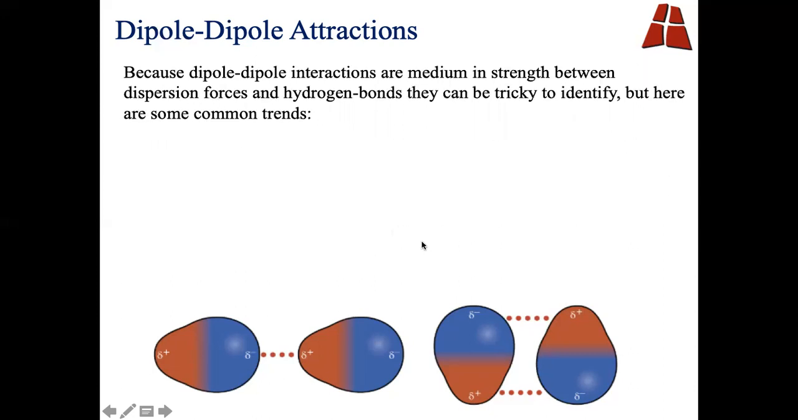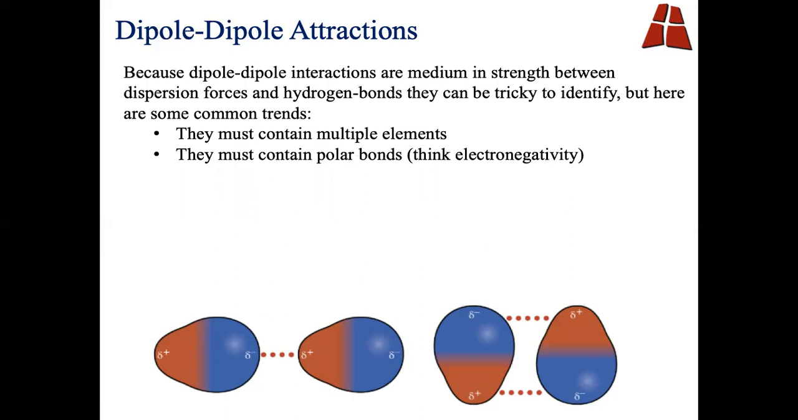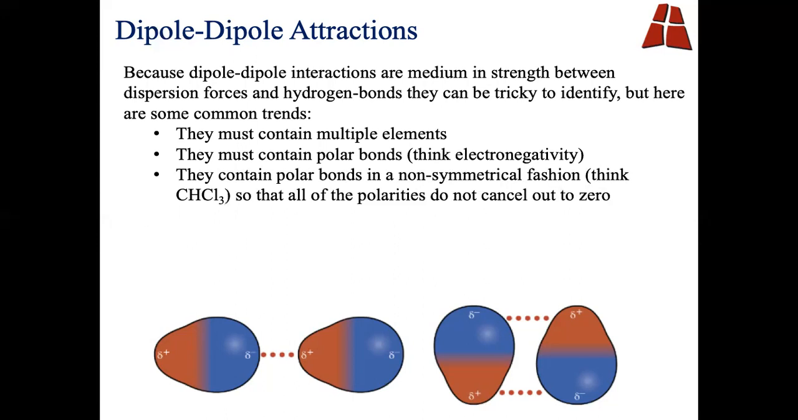Okay, and so again, here are some things to help you identify molecules that might have their intermolecular forces dominated by dipole-dipole attractions. They must contain multiple elements, so different elements. They can't just be all oxygen or all sulfur or all nitrogen or all carbon. They have to have multiple elements. Okay? They must contain polar bonds. Again, we'll review electronegativity some in class, but you essentially need differences in electronegativity to have polar bonds. You also need to have polar bonds that are non-symmetrical in fashion.